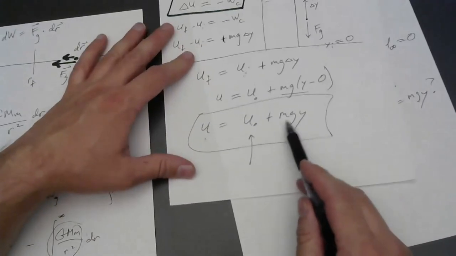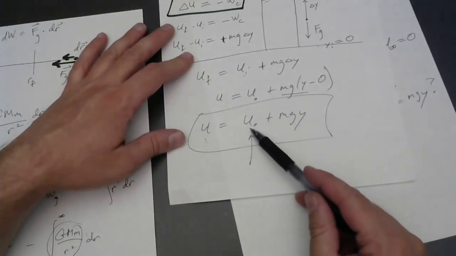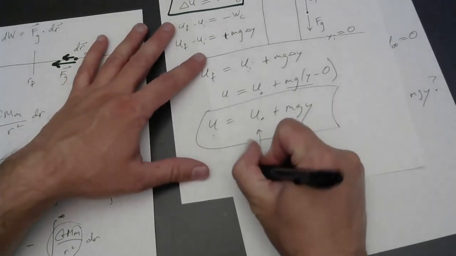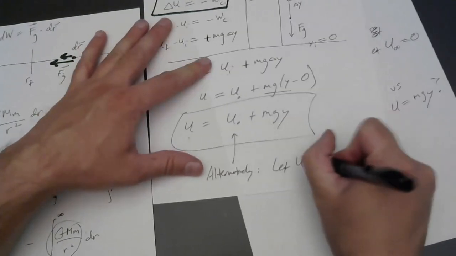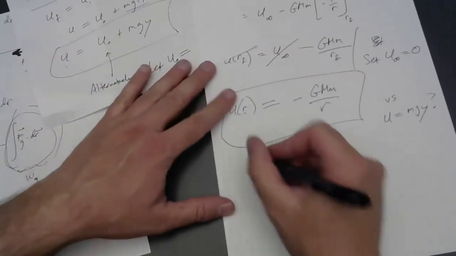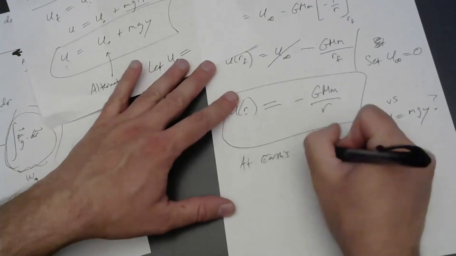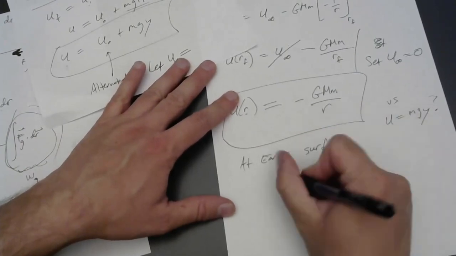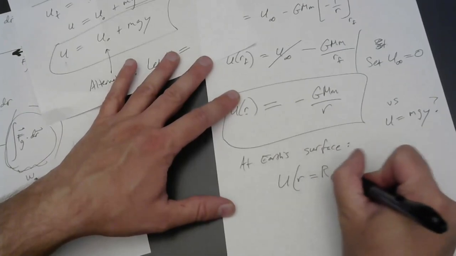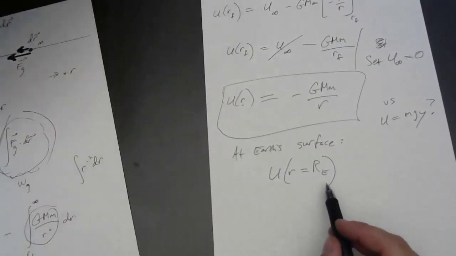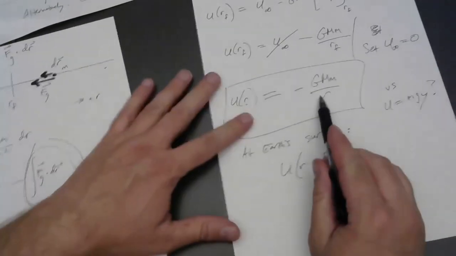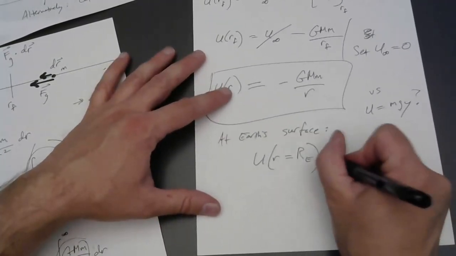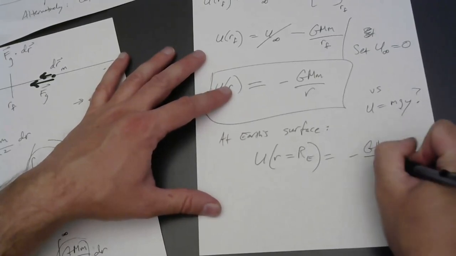Let's do this. Remember, previously, when we were using mgy for potential energy, we just took the reference potential to be zero at the ground. Let's try this. Alternatively, let U not equal, and I'm going to go back over here now and use this formula. So at Earth's surface, potential energy at r equal to the radius of the Earth or the planet, whatever planet you're talking about. So if I go back to the picture here, what is the potential energy here if we're right at the surface? According to our formula here, you would just plug in big R for little r. Negative G big M little m over the radius of the Earth.